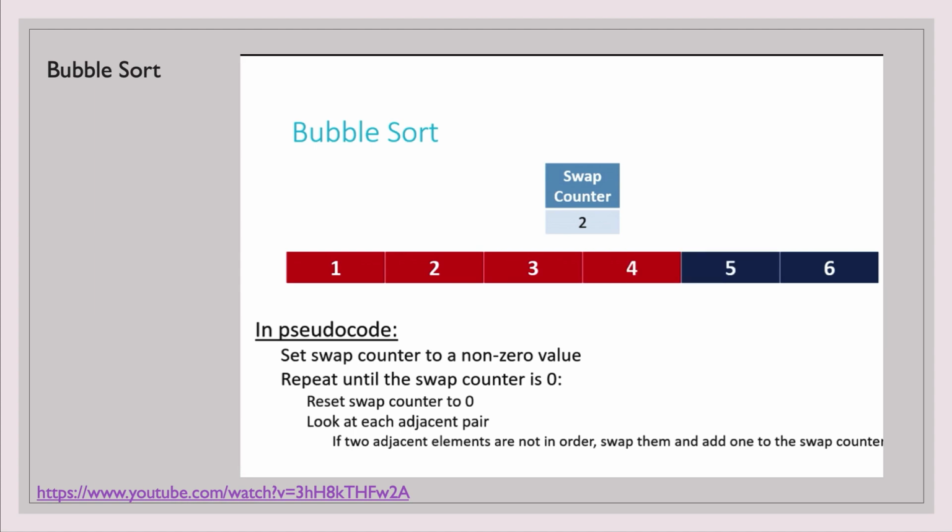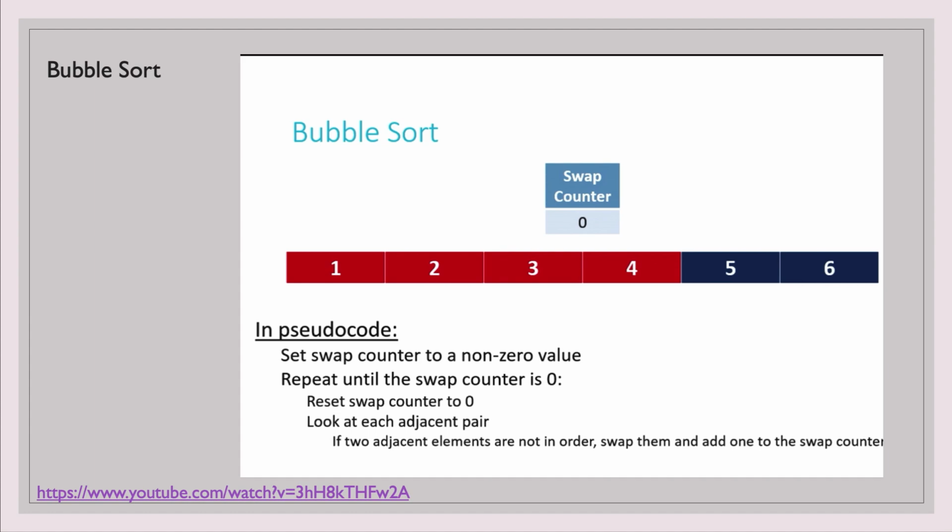Now, you're looking at the screen and probably can tell, as can I, that the array is sorted right now, but we can't prove that yet. We don't have a guarantee that it's sorted, but this is where the swap counter is going to come into play. So we've completed a pass. The swap counter is 2, so we're going to repeat this process again. Repeat until the swap counter is 0. Reset the swap counter to 0, so we'll reset it.